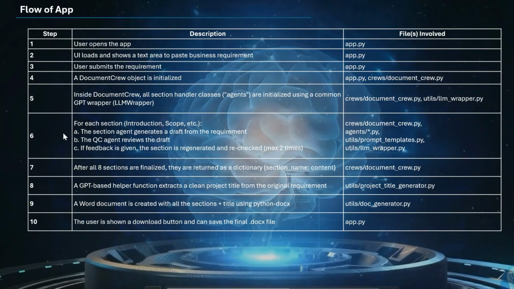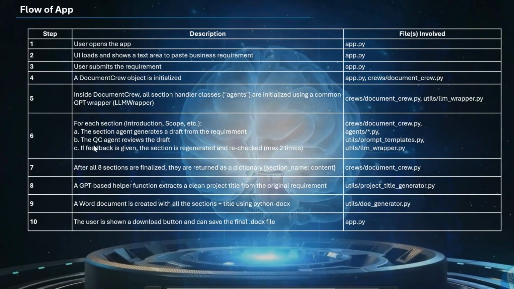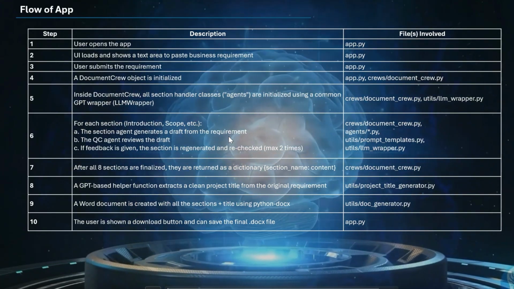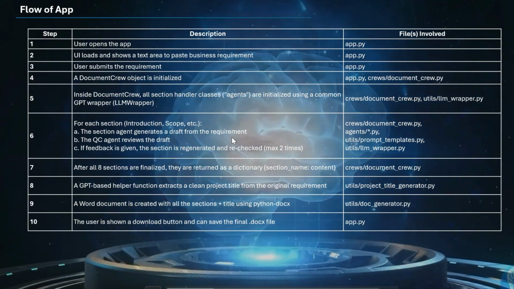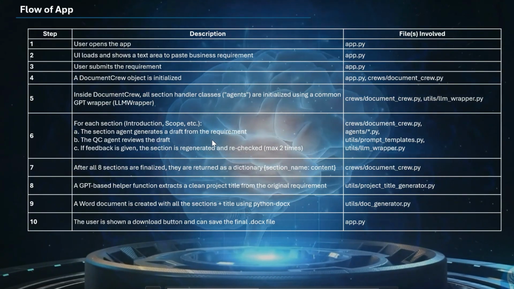Okay, then what happens for each section, introduction, scope, etc.? The section agent generates a draft from the business requirement that it has got.